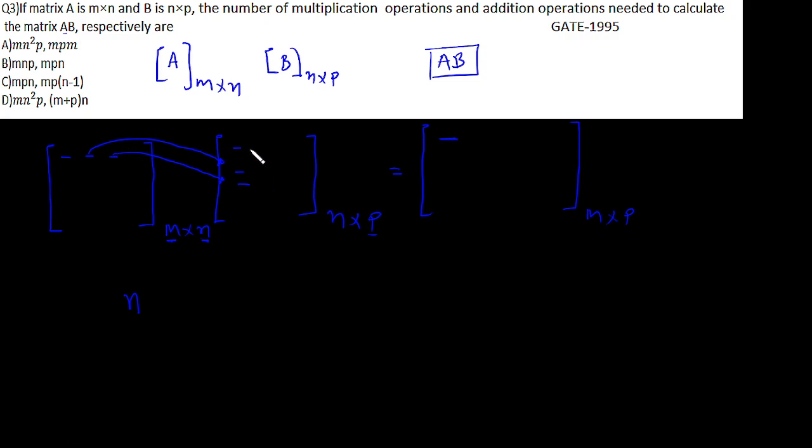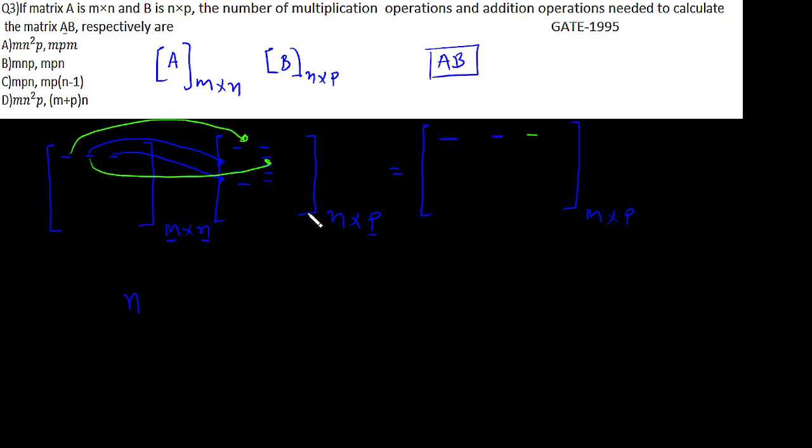Now in the same order, for this second element in this AB matrix, we have to select the same first row and the second column. So now we again multiply this element with this first one, again this second with this one. In the same order we again get n multiplications for this second entry.